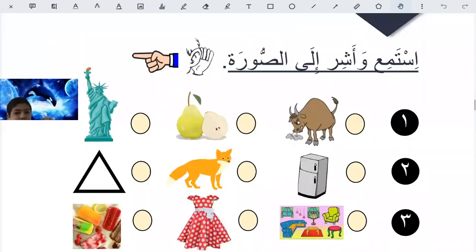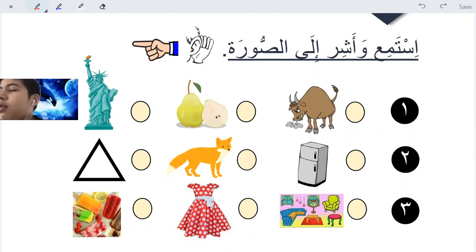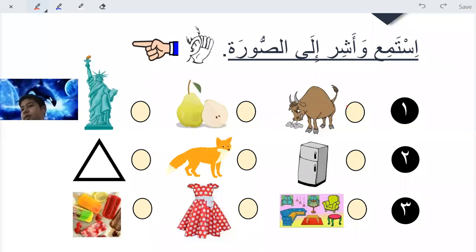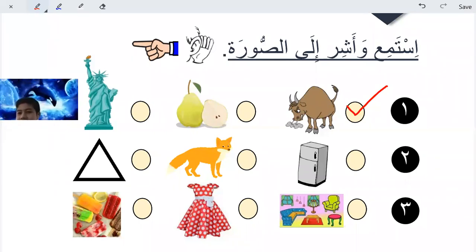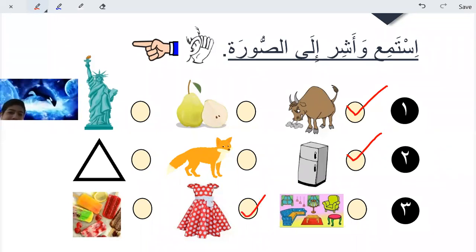Istami wa ashir ila sura. Listen and point to the picture. So I will say saur. Saur is the ox. Good. Sallaja. Sallaja is a fridge. Good. Saub. Dress. Good.